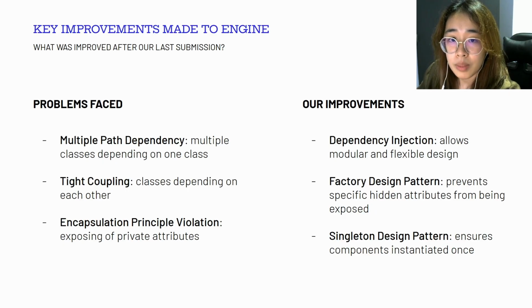Lastly, we had an encapsulation principle violation, where private attributes were being exposed. The solution to this was the singleton design pattern, which ensures that components, especially those that needed to be globally accessed, are instantiated only once.